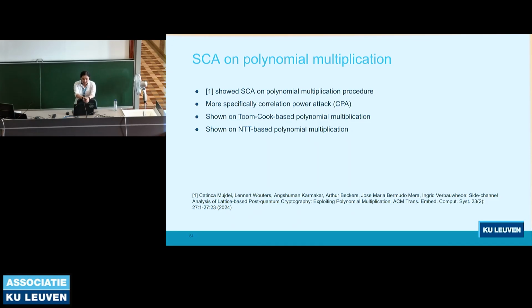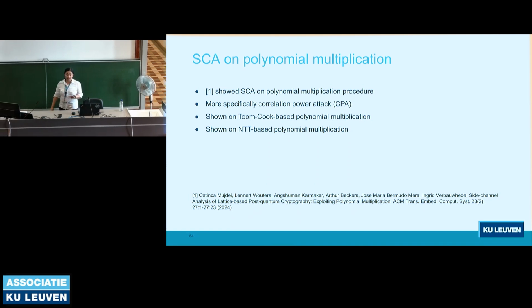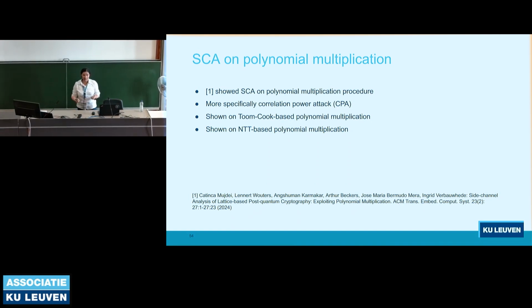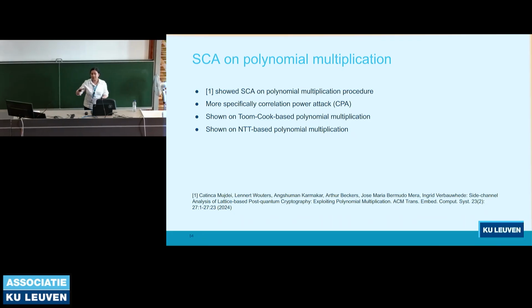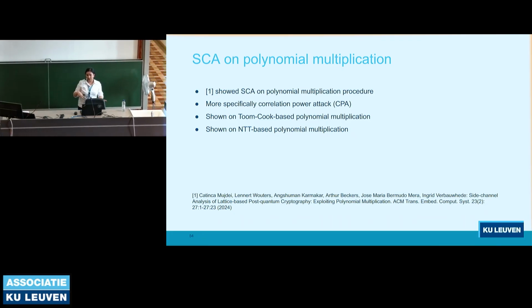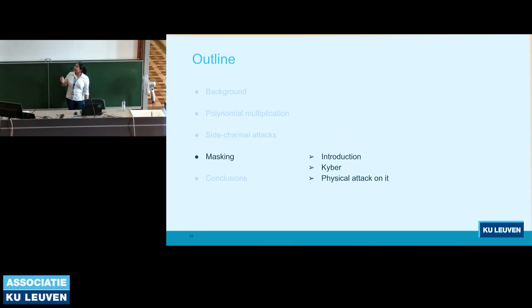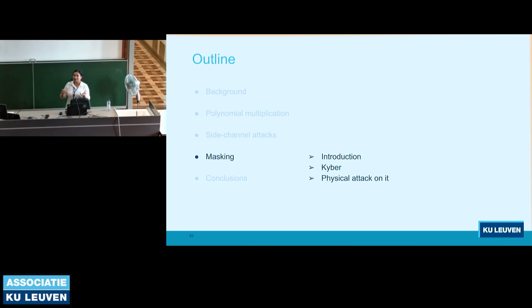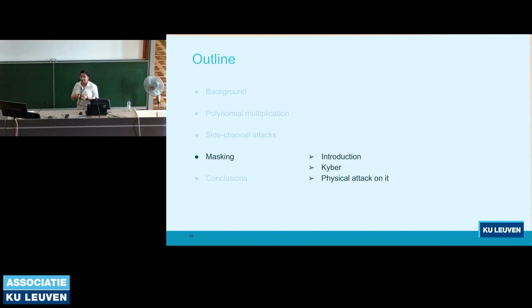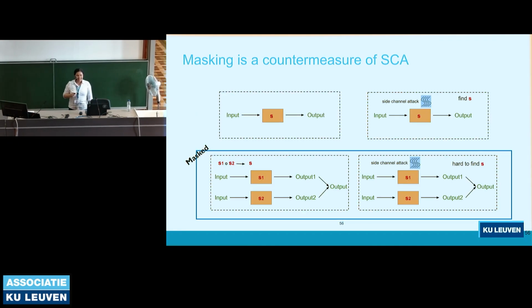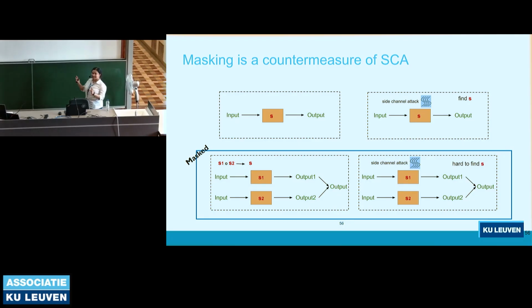This is a paper that was published in ACM TACS. They showed a very simple side channel attack, which is a correlation power attack, on most of the polynomial multiplications that I described before. So without proper countermeasures, it's not secure. So we do need a countermeasure, and for that, I have masking. I will introduce masking a little bit, and then I'll describe the cost of it and how secure it is after that. So here, this is masking.